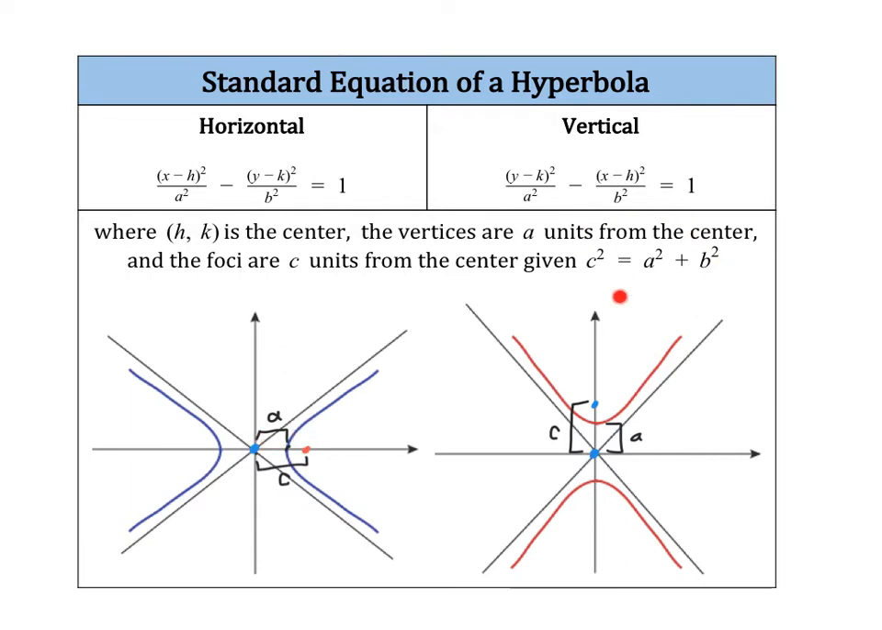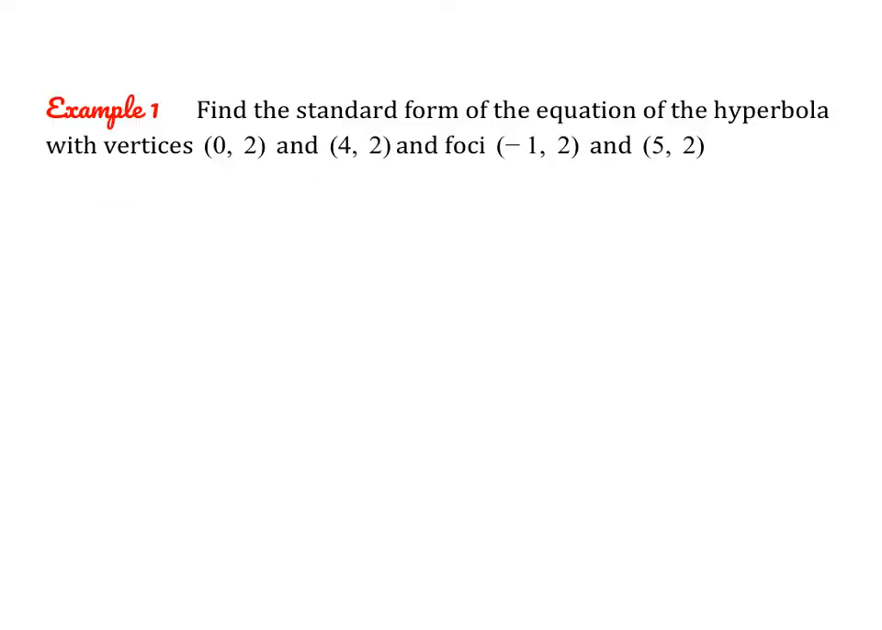Now, another thing that's a little bit different from the ellipse equation is the way that you find C. For a hyperbola, C squared equals A squared plus B squared. That's a really important thing to keep separate from the ellipse, where it was A squared minus B squared. All right, so let's give this a try.